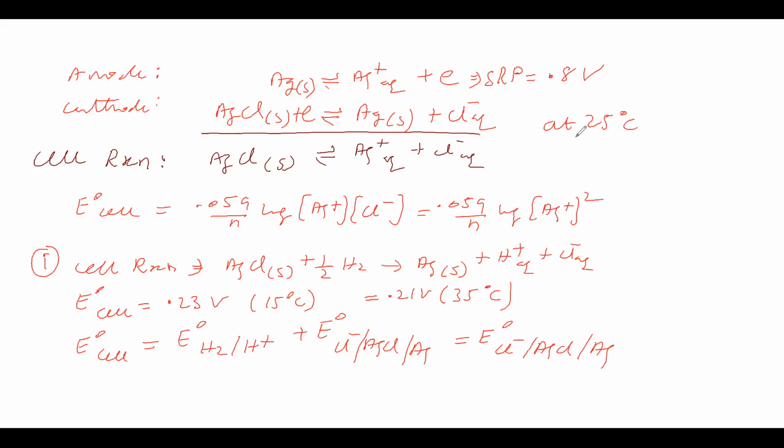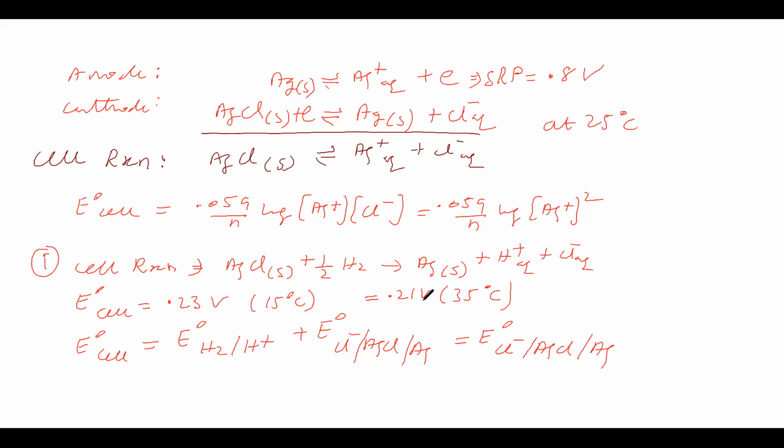Then how to find? Will there be any clue here? Let us see. Here 15 degrees Celsius, here 35 degrees Celsius, here 25 degrees Celsius. Is there any relation between 25, 35 and 15? See, the average of 15 and 35 is 25. So only one way is there to get this E naught, by taking the average of these two.